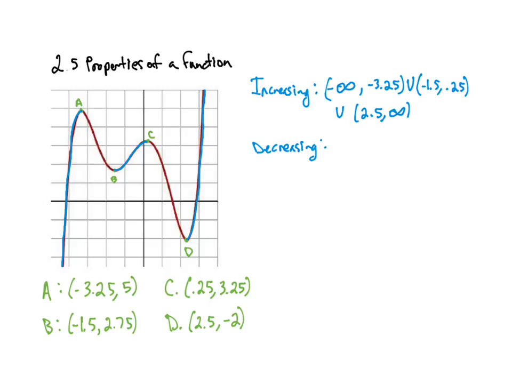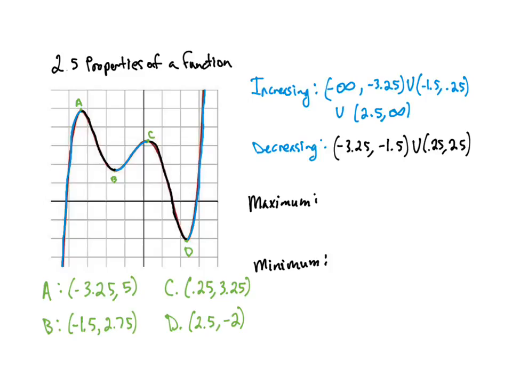Now where is this function decreasing? Well, this function is decreasing between A and B, so along here we see the function is decreasing, and then between C and D, the function is decreasing. So between A and B, we're going to say negative 3.25 up to negative 1.5. Then we're decreasing again between C and D, so between 0.25 and 2.5.